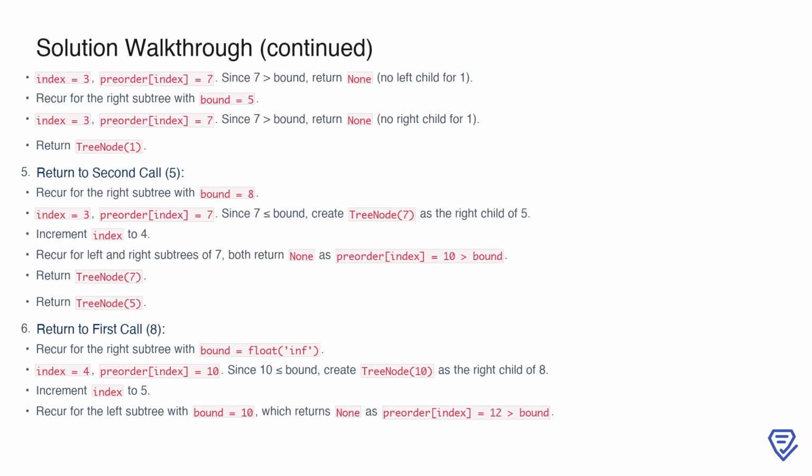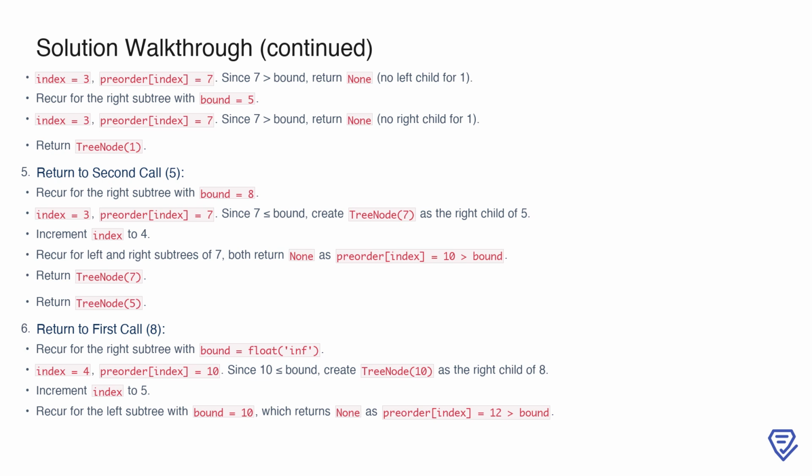When we try to build the left subtree of 1, the value at preorder index is 7, which exceeds the bound of 1. This means the left child of 1 is none. Next, we attempt to build the right subtree of 1 with the same bound of 5. Once again, the value 7 is greater than the bound, so the right child of 1 is also none. At this point, we return the constructed tree node with value 1 to the previous recursive call.